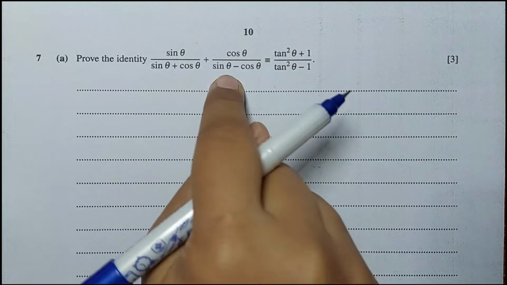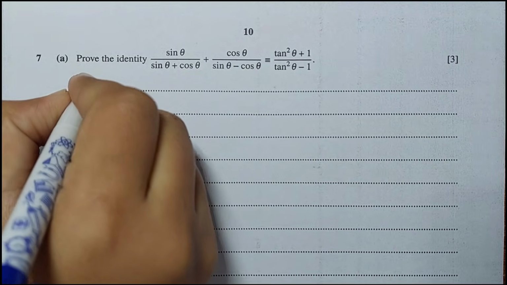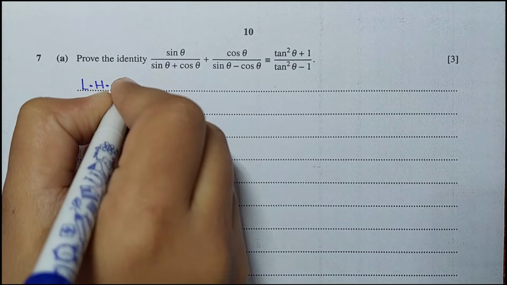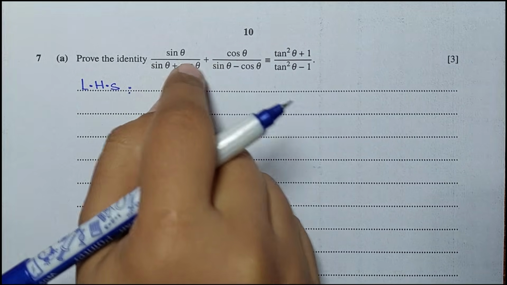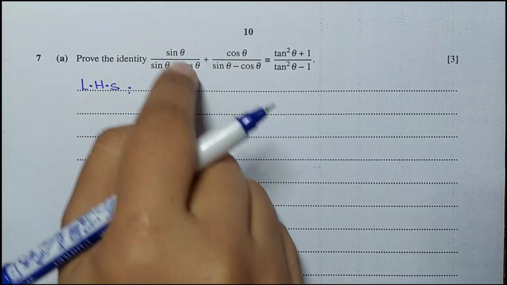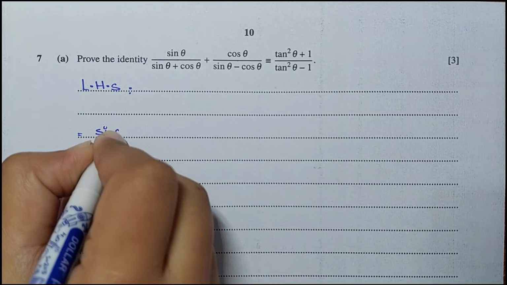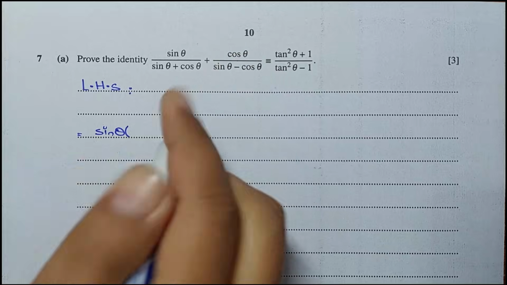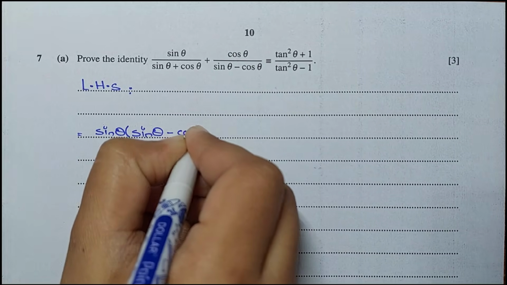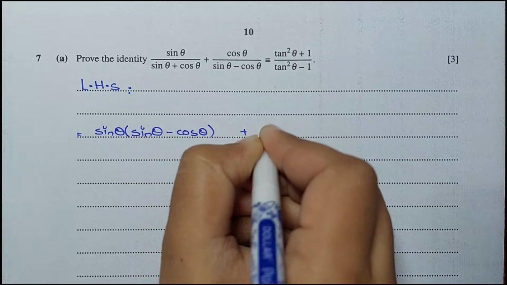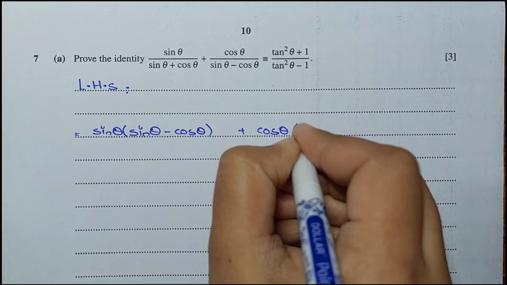Question number 7, part A. Prove the identity: the left hand side equals the right hand side. Okay, let me start from the left hand side. So the left hand side, you can see it has denominators sine plus cos and sine minus cos. So multiply with the opposite denominator, right? The first step, this sine theta is multiplying with this denominator, which is sine minus cos, plus this cos is multiplying with the opposite denominator, sine plus cos.